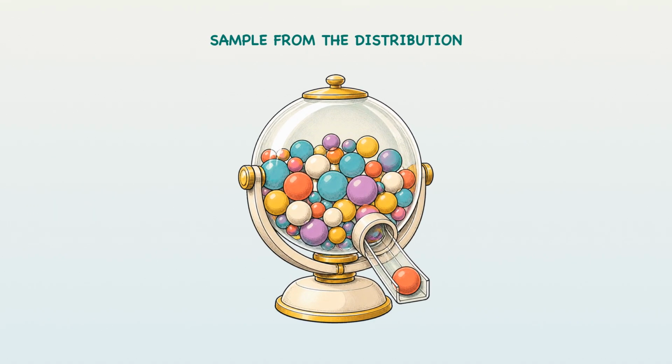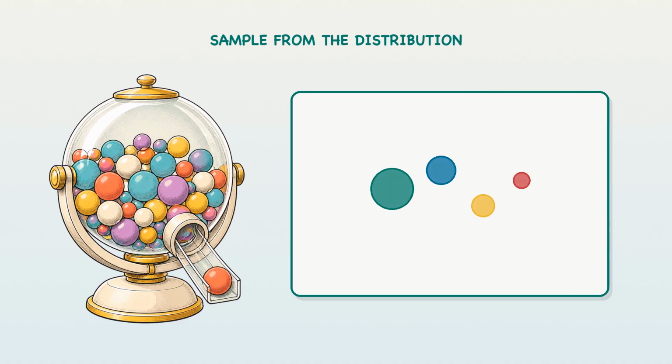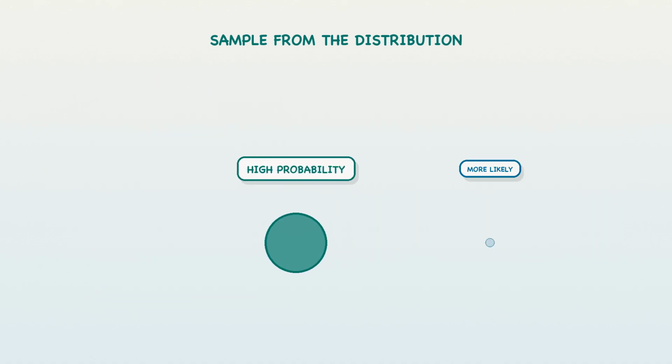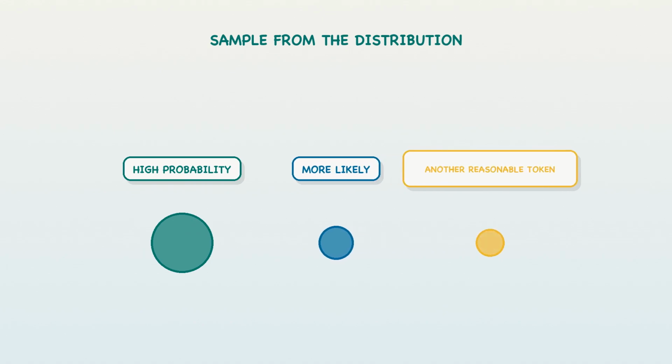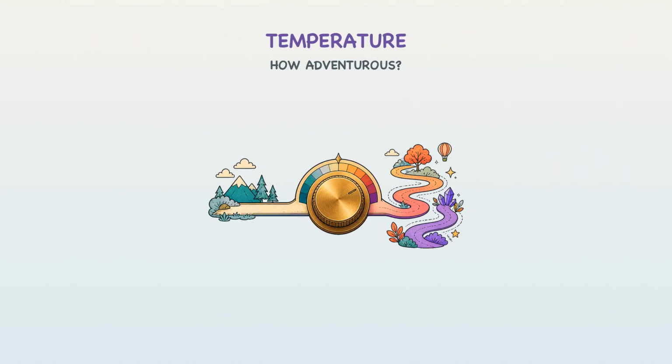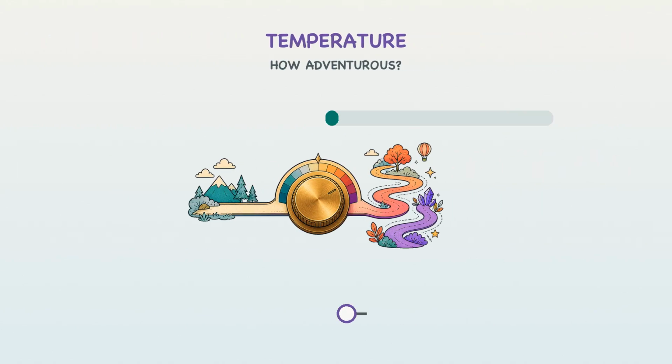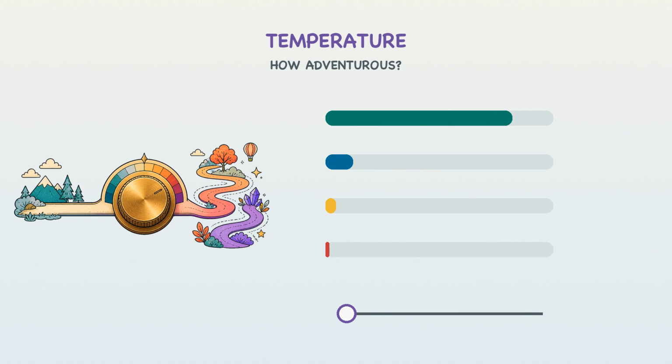So language models can also sample from the probability distribution. This means a token with a high probability is more likely to be chosen, but sometimes another reasonable token can be selected instead. And this is where a setting called temperature becomes useful. Temperature changes how adventurous the model is when choosing.